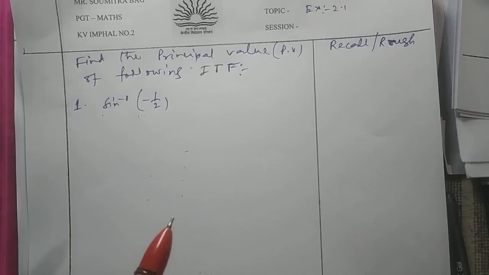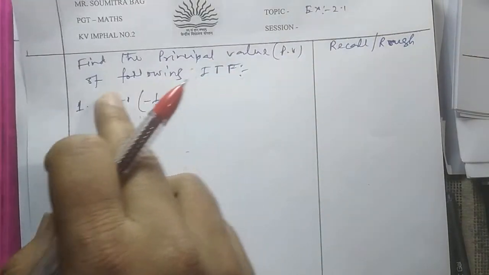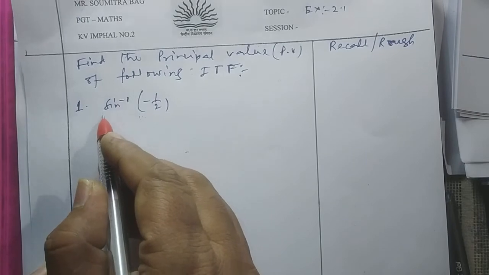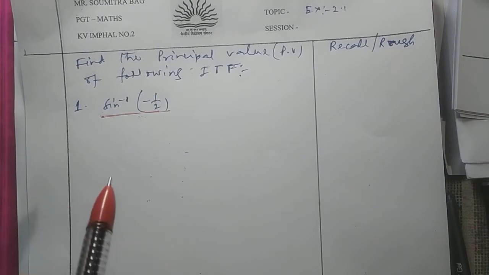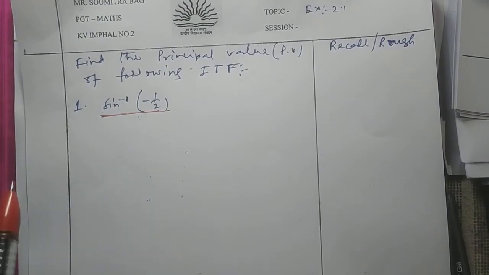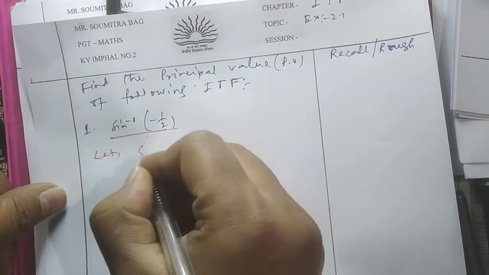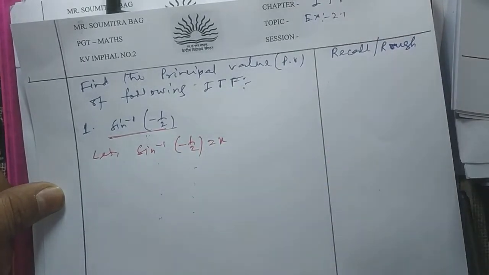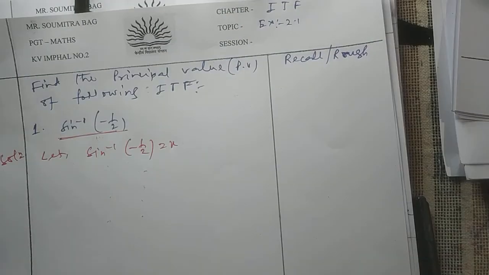Now look at the first question to be solved, that is find the PV, meaning principal value, of the following ITF. That means here you have to find the PV of this ITF, sin inverse of minus half. Now let us see how to start. Here the starting is very important. Understood? Let sin inverse of minus half be x. Let sin inverse of minus half equal to x.